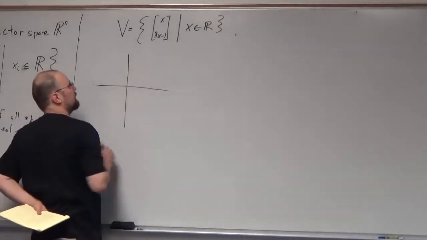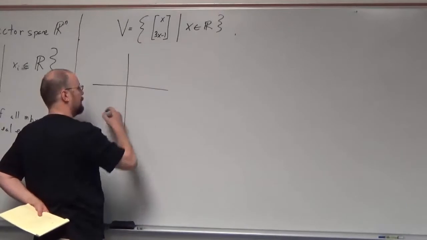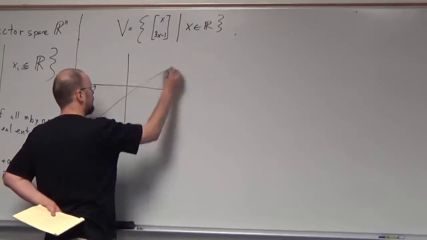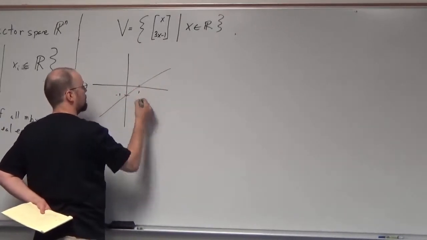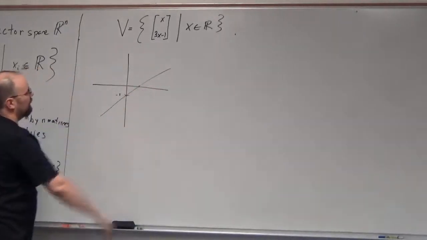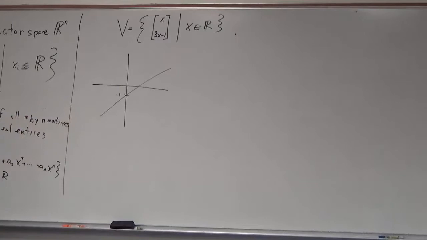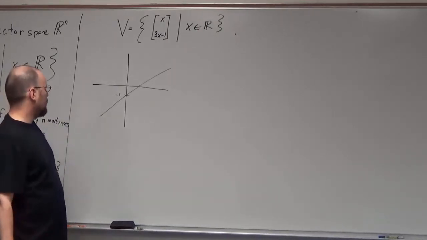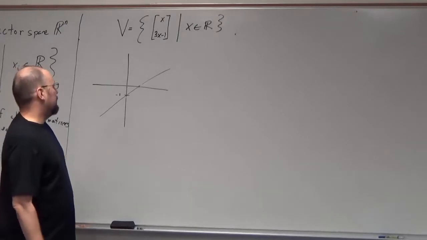So if y equals 3x minus 1, essentially what that says is that's a line. That's not through the origin. This line has a slope of 3. Trust me. So this will not be a vector space, right?